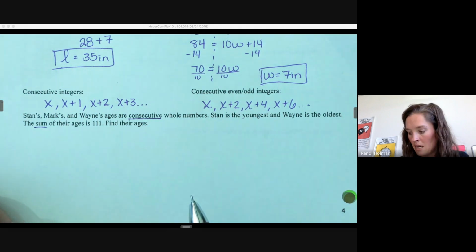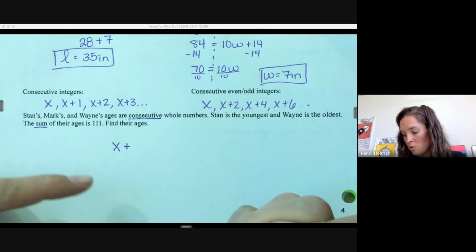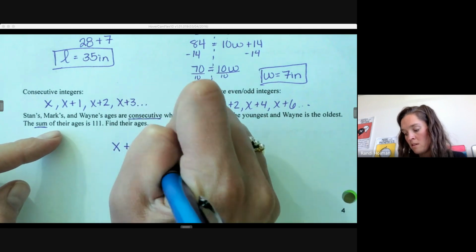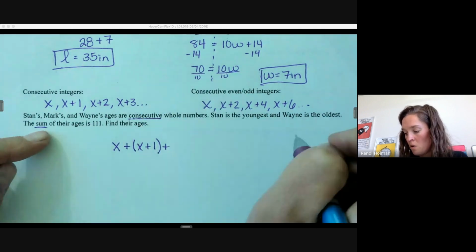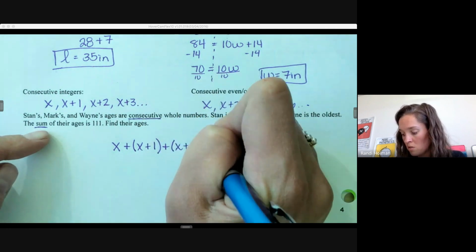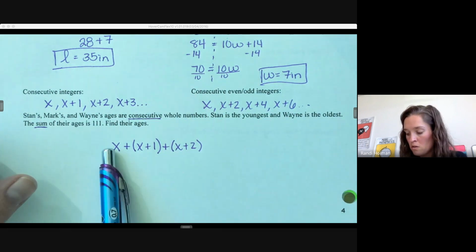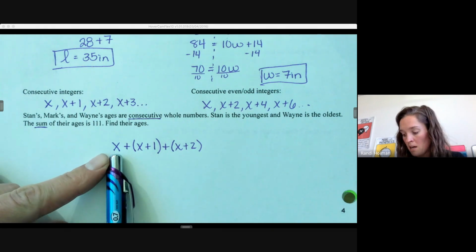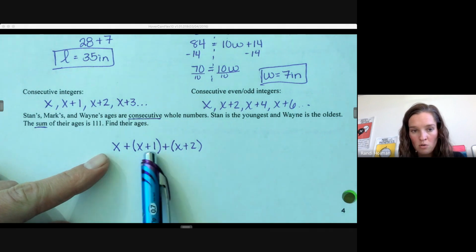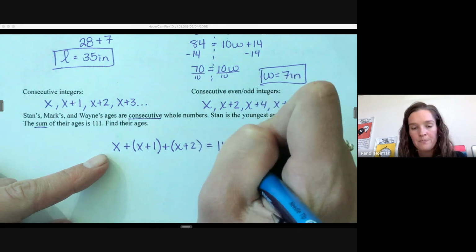So we're going to make Stan x. We're going to add Mark's age. Well, Mark is the next consecutive whole number, so he is x plus 1. Add, because we're finding the sum, Wayne's age. Well, Wayne is the next consecutive integer, so he is x plus 2. Okay, if you're not sure about it, think about it with some numbers. If Stan was 2, then Mark is 2 plus 1, which is 3, and Wayne is 2 plus 2, which is 4. They'd be 2, 3, and 4 years old. They're not, because their sum is 111.